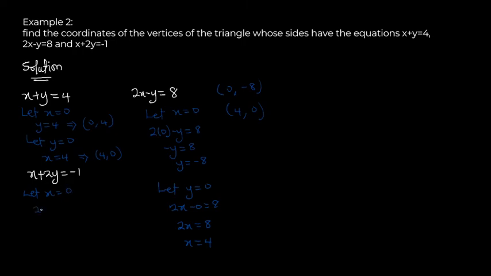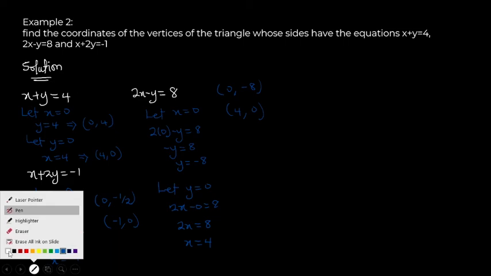If we do that, we are going to have 2y is equal to negative 1, and therefore our y will be equal to negative 1 on 2. So the first point we have over here will be (0, -1/2). Then we say let y be equal to 0. If y is equal to 0, everything here will be 0. Therefore, x will be equal to -1. So the second point will be (-1, 0).